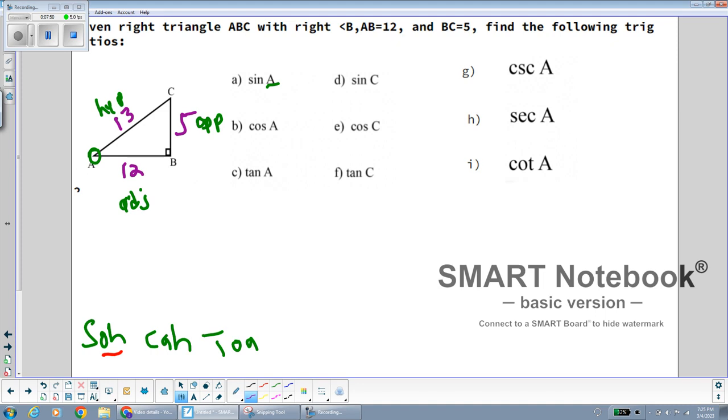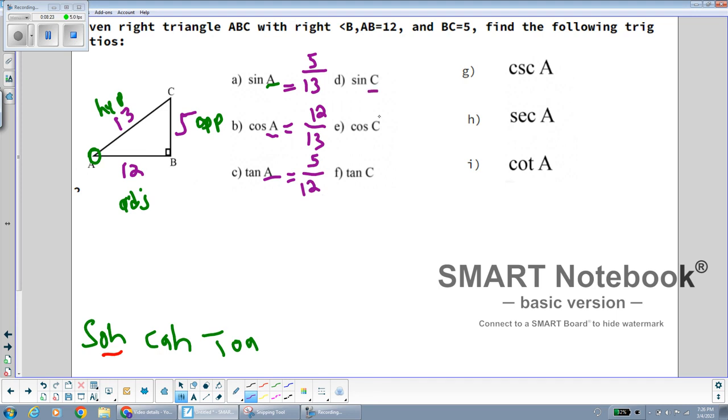So my sine ratio would be opposite leg from angle A, which would be 5, over the hypotenuse, which would be 13. Cosine, since we're still focusing on the same angle A, would be adjacent over hypotenuse. So that would be 12 over 13. And tangent, once again, of angle A, the same focus angle, would be opposite over adjacent. So that would be 5 over 12.